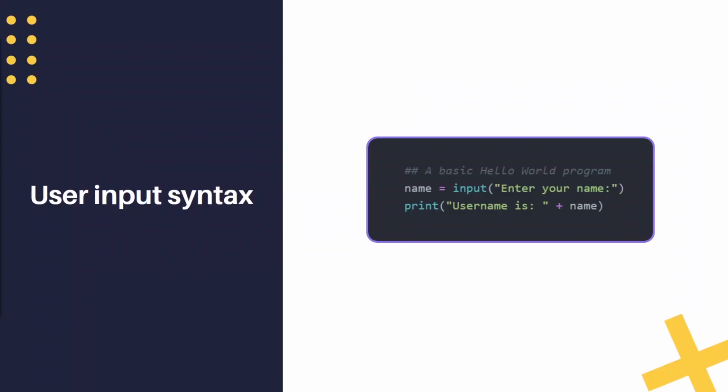Now, here is a very basic example of the user input syntax. First, we define a variable called name. We assign the input function with some string that we'd like to print out. We then print a string and concatenate that with whatever the user passed in as an input.